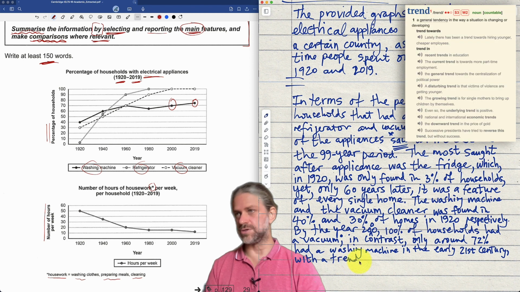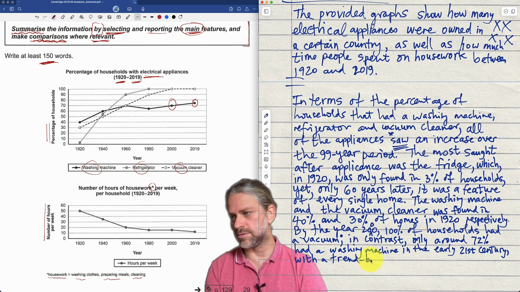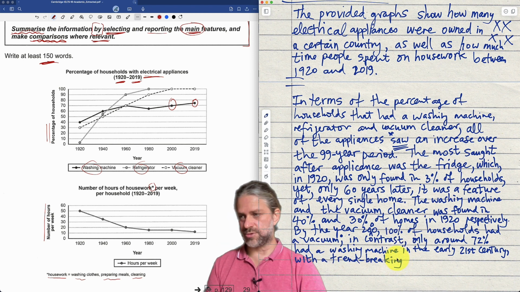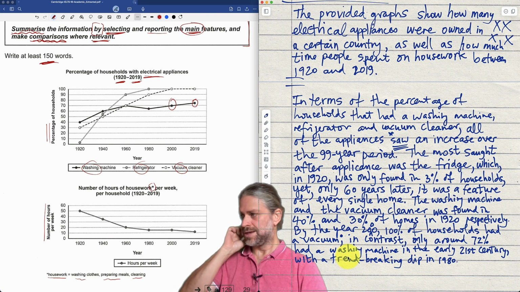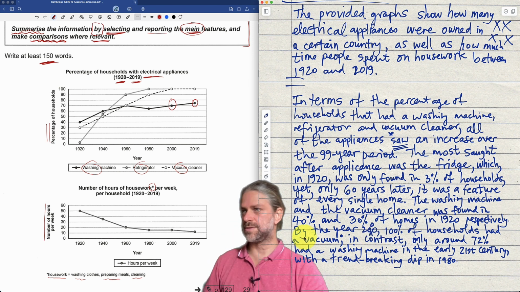Trend, by the way, if you want to know what a trend is, I'm going to add that here, so it might be a new word for you. And I'm going to make this into an adjective, so I need to join it together with a dash. So with a trend-breaking dip in 1980. Okay. Move this up a bit. I can't find my mouse.